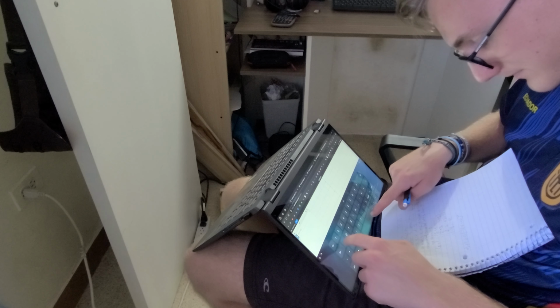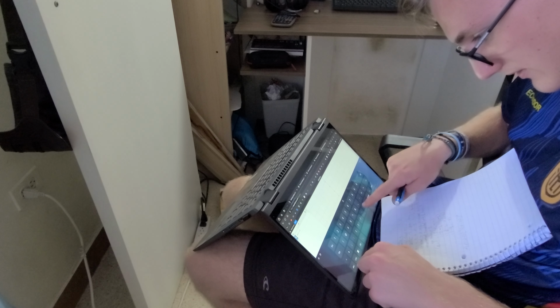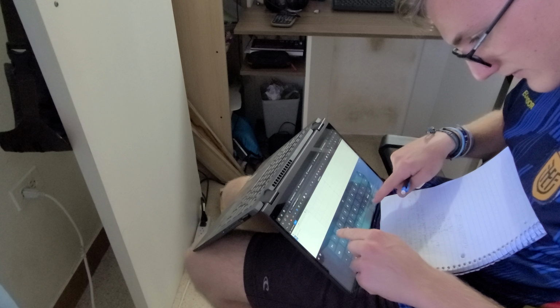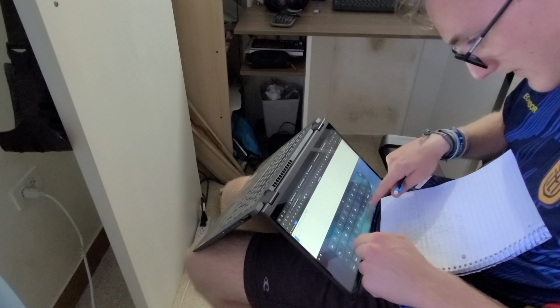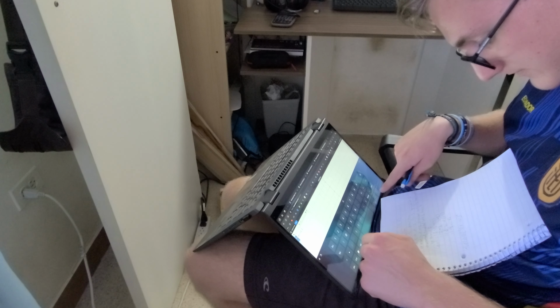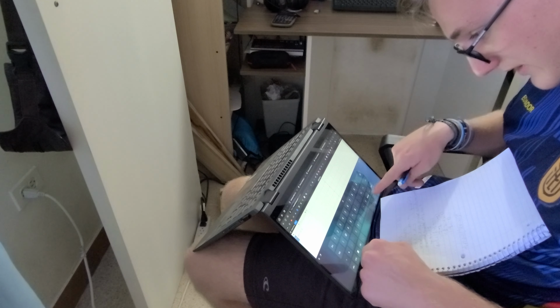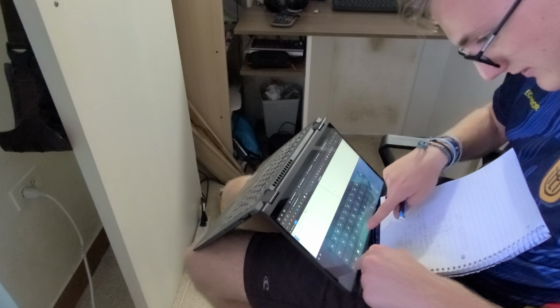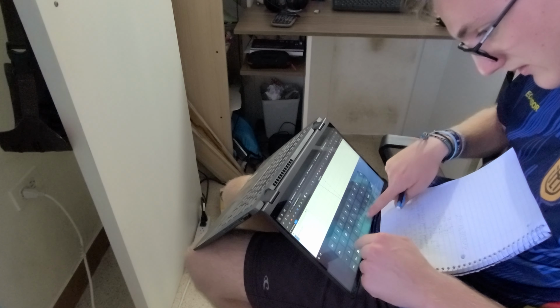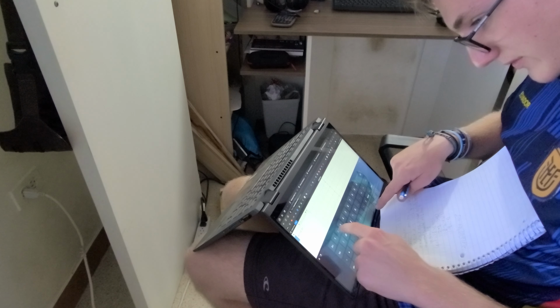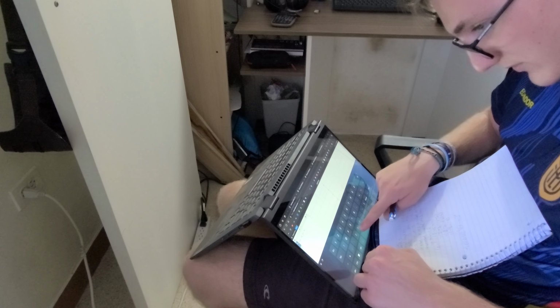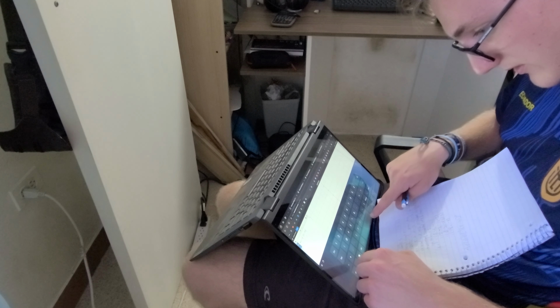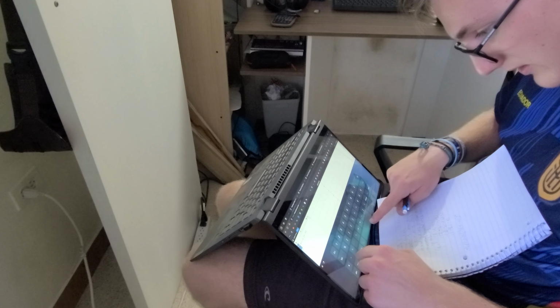negative 1 over 3 x minus, guys, I don't know this keyboard very well, minus 22, then close the brackets, and then you go.